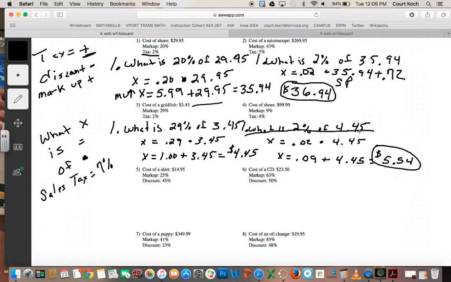What is 2% of $4.50? What is 29% of $3.45? What is 20% of $29.95? What is 2% of $35.94? That's your first step.